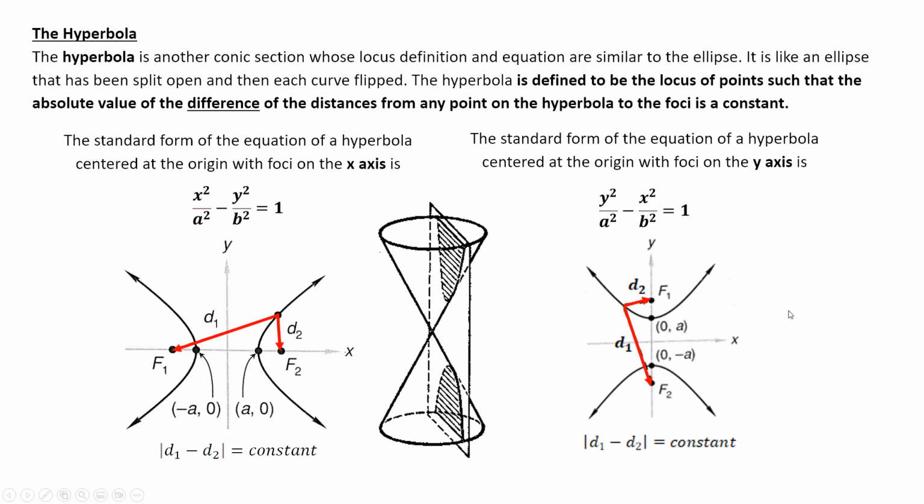And then if you have a hyperbola that is vertical, like this one on the right, where the points on the hyperbola are on the y-axis, the y term comes first in the equation. You have y squared over a squared minus x squared over b squared equals 1. And then the points on the hyperbola that are on the y-axis are (0, a) and (0, negative a). So for the hyperbola that is on the x-axis, the x squared term comes first. And for the hyperbola that has points on the y-axis, the y squared term comes first.